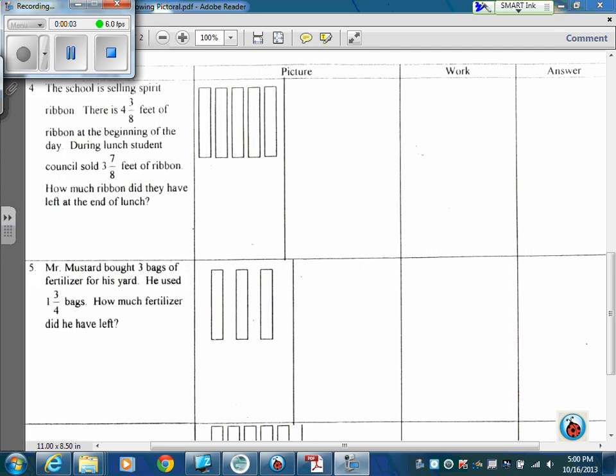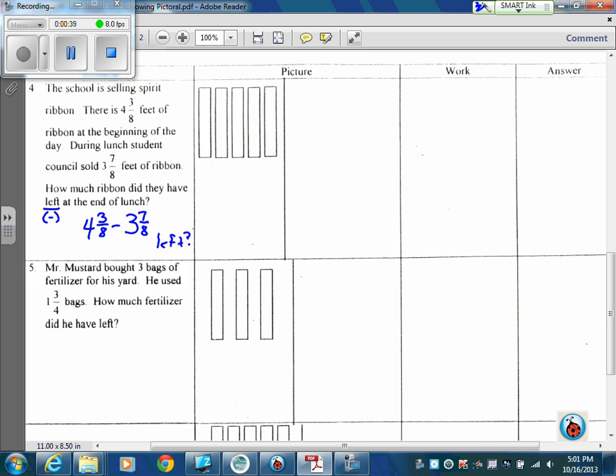Okay, this is to give you a quick review on subtracting fractions and where we're using borrowing. So if we look at our problem, there's 4 3/8 feet of ribbon at the beginning of the day. During lunch, student council sold 3 7/8 feet of ribbon. How much ribbon did they have left at the end of the day? So left is indicating that we're looking for subtraction. So I'm going to take what I started with, 4 3/8, and they want me to subtract 3 7/8 because I'm looking for how much we have left.